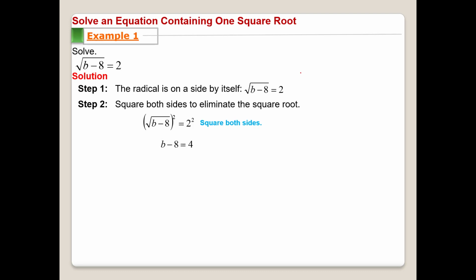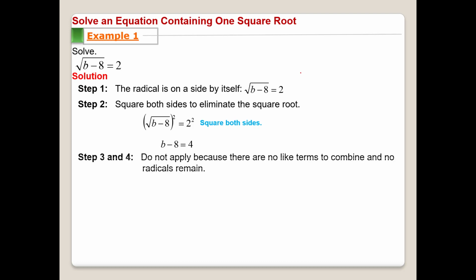Now we've done that. That gets rid of the radical; it takes away the square root symbol. So now we have b minus 8 equals, and 2 squared is 4. Steps 3 and 4 do not apply because there are no like terms to combine and no radicals remain. That eliminates those 2 steps. We've got a couple more to work on.